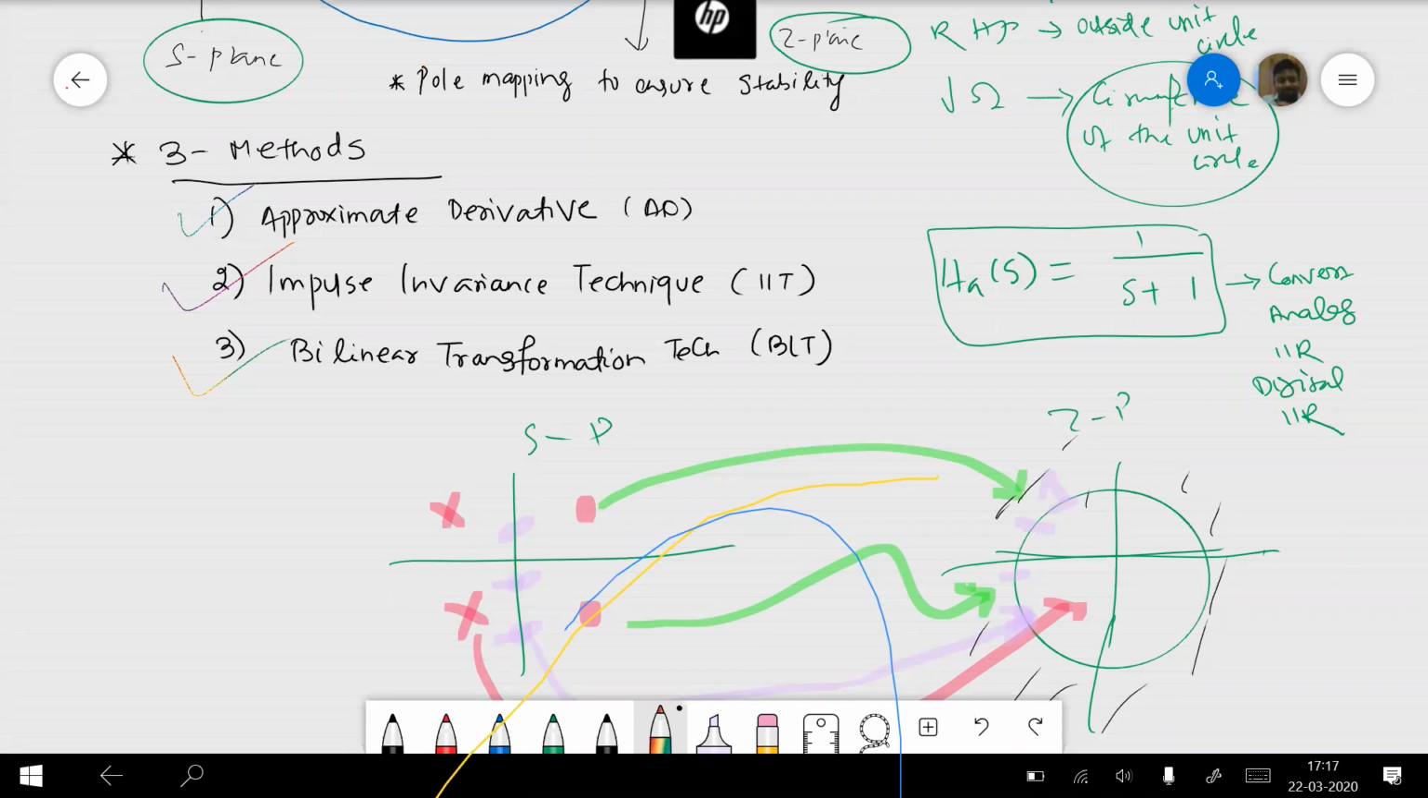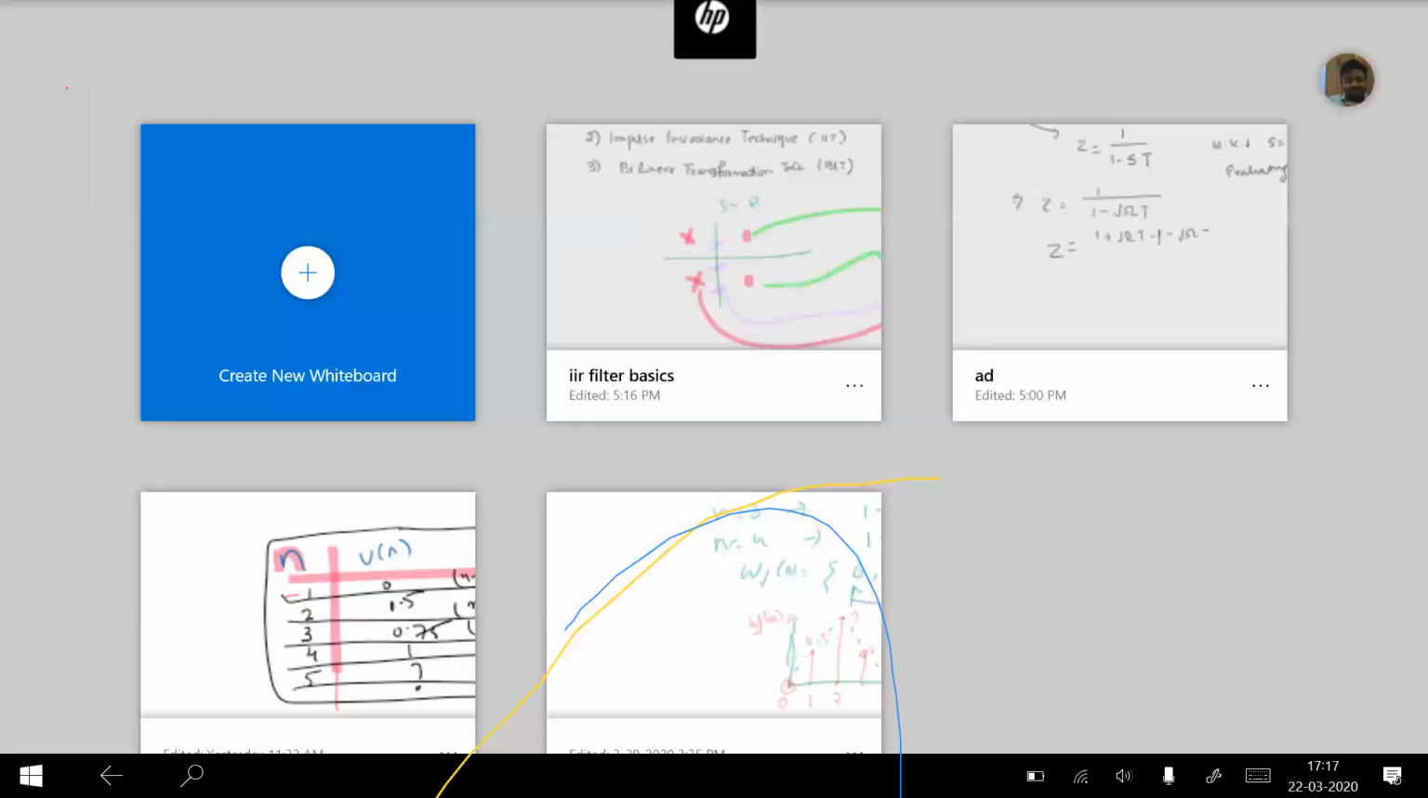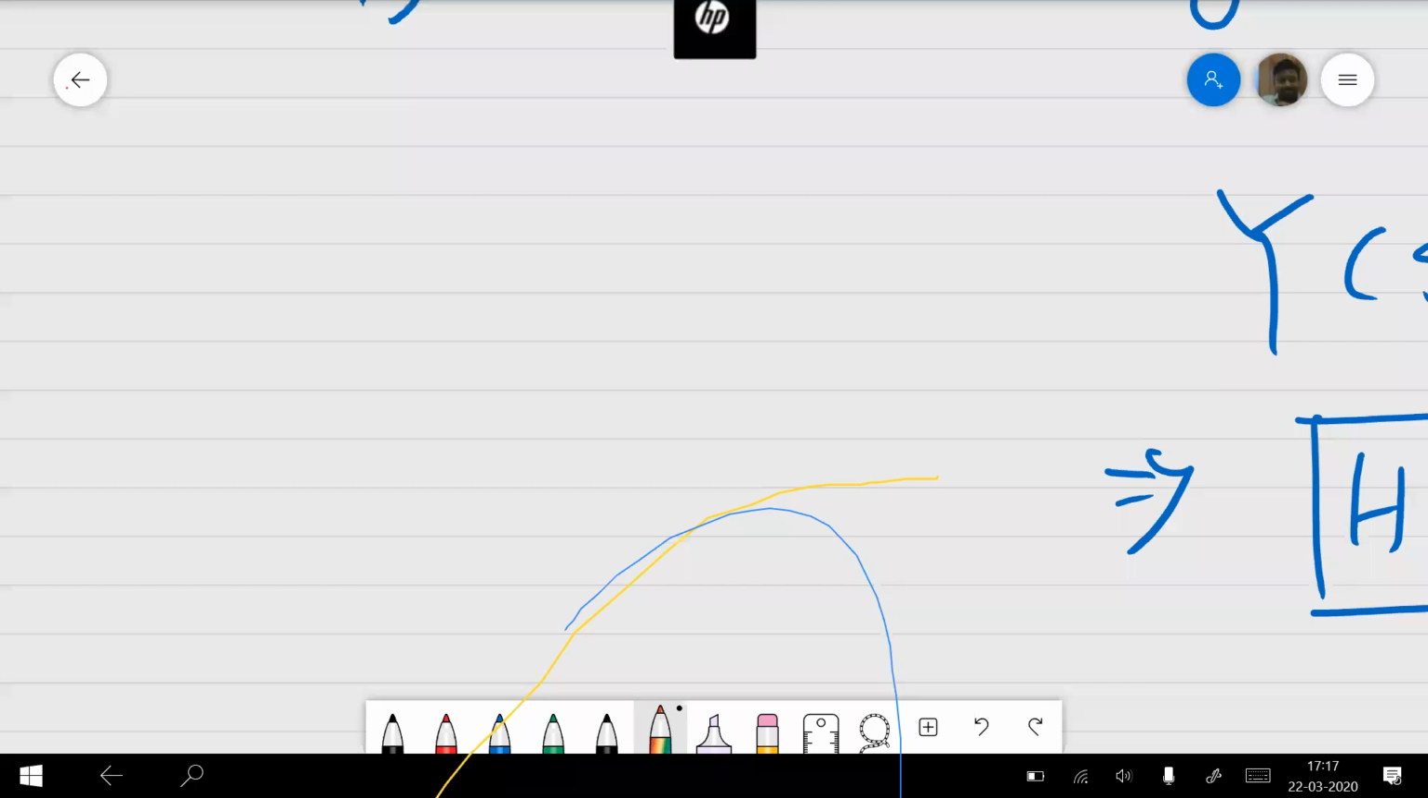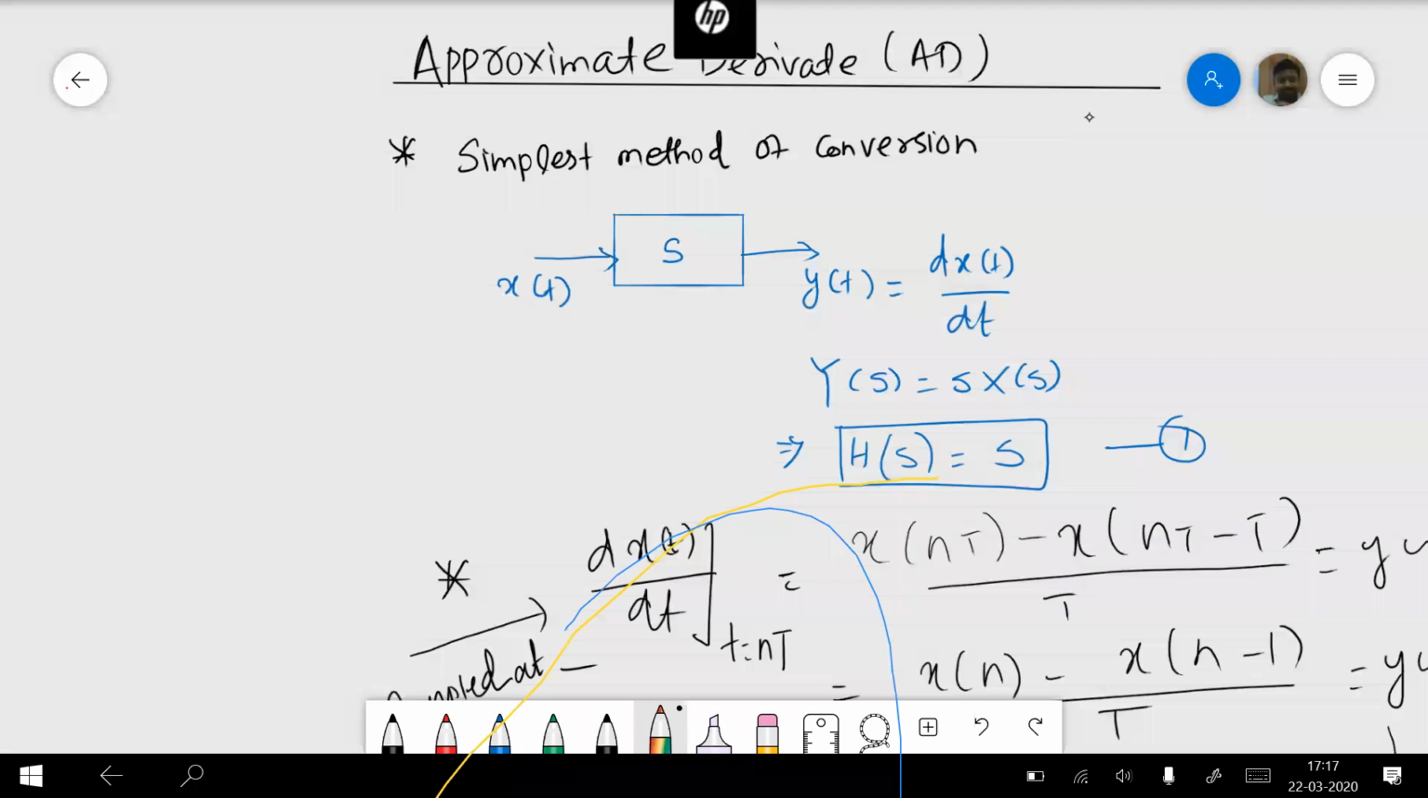Okay. So now we shall move to the first technique of IIR filter design, that is approximate derivative. Once you understand approximate derivative, the other two will be easy to follow. So let's bring up my other whiteboard.